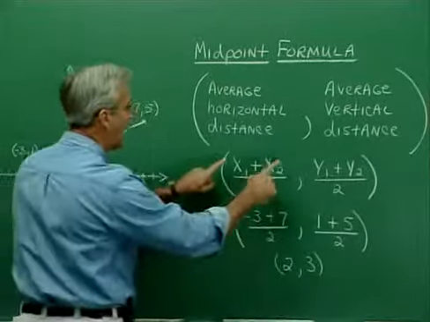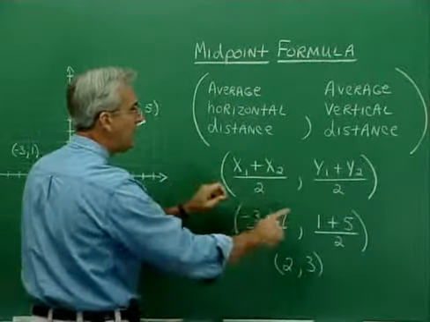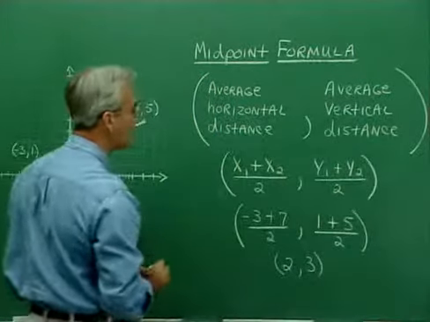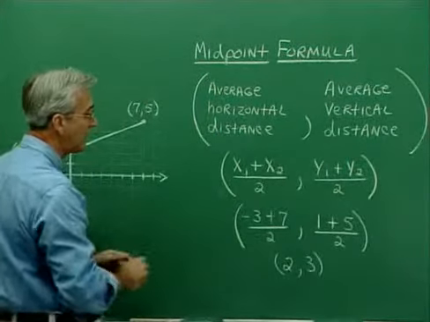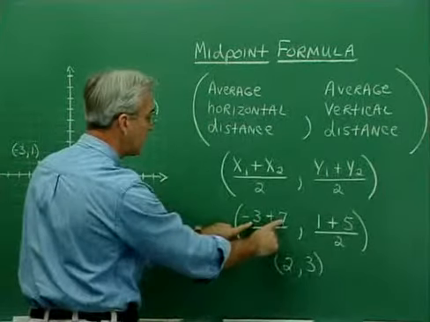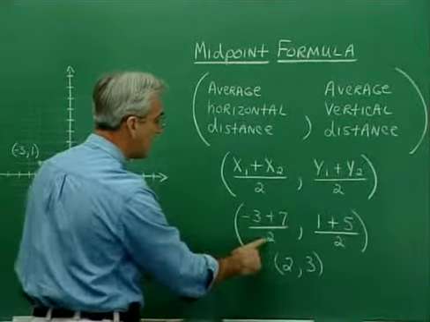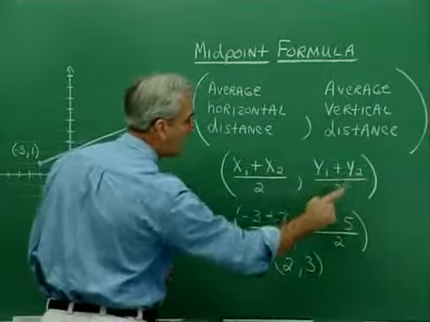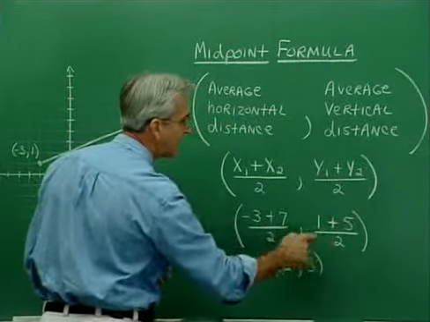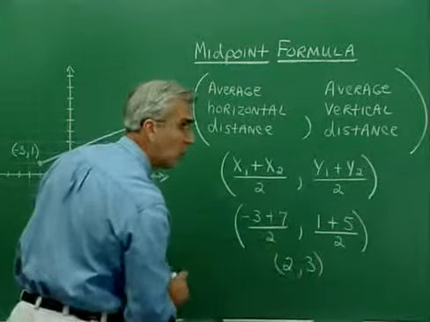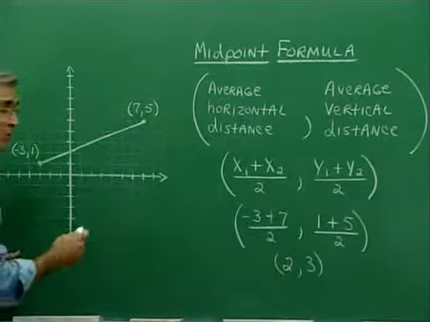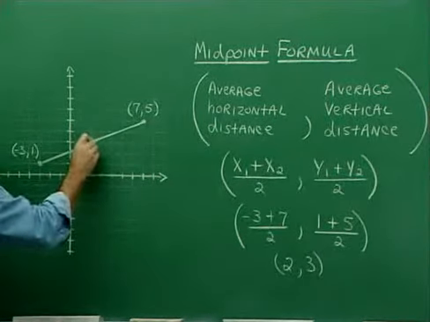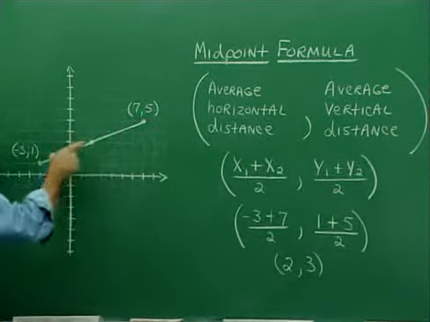So it's add the x components, divide by 2, add the y components, divide by 2, and these are the coordinates then of the midpoint. For the points that we have here, the x components are -3 and 7. Collecting those and dividing by 2, we get 2 for the x coordinate of the midpoint. The y components are 1 and 5. Adding those and dividing by 2, we get 3 for the y coordinate of the midpoint. The midpoint then has coordinates 2, 3. Let's see, 2 and up 3. Aha! Here's the midpoint of this segment.